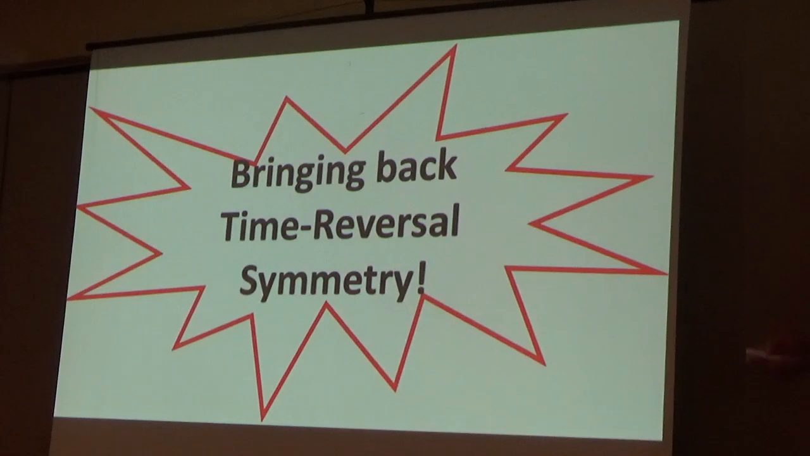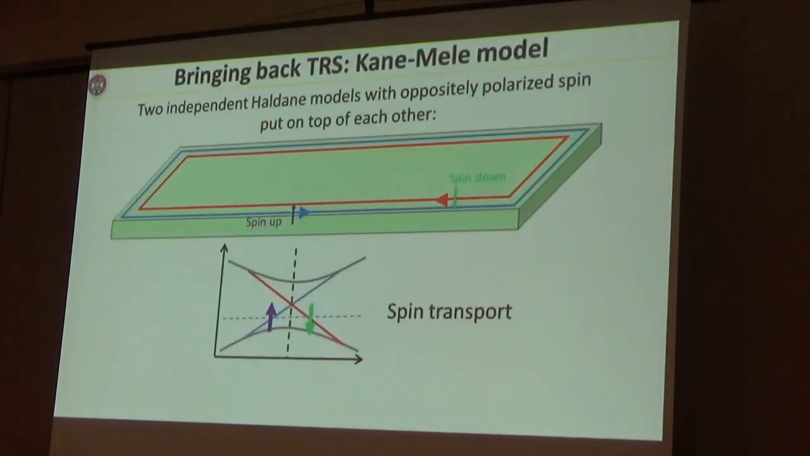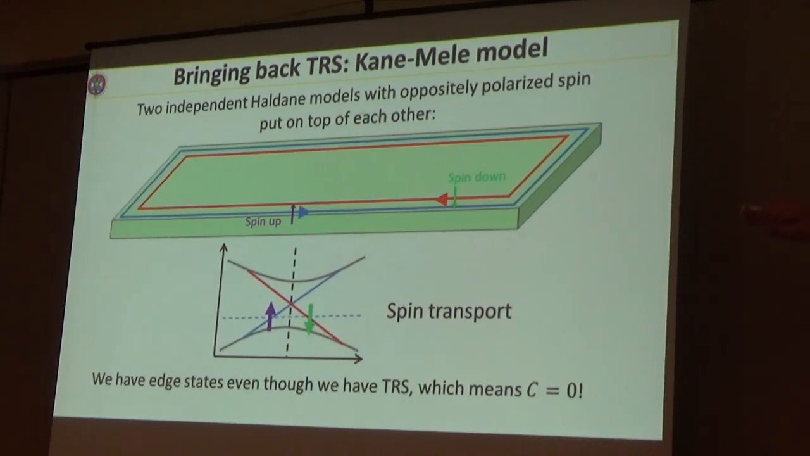Now let's briefly bring back time reversal symmetry. If we take two Haldane models with oppositely polarized spin, then for one of them, the edge state with spin up, for example, will move this way. But the other, which has spin down due to spin momentum locking, will move the other way around. But what happens here? Because we do have edge states here that are topologically protected, but we also have time reversal symmetry, because if we reverse time, then this gets mapped to this, and this gets mapped to this.